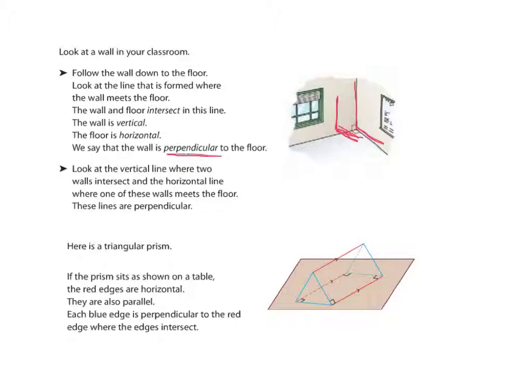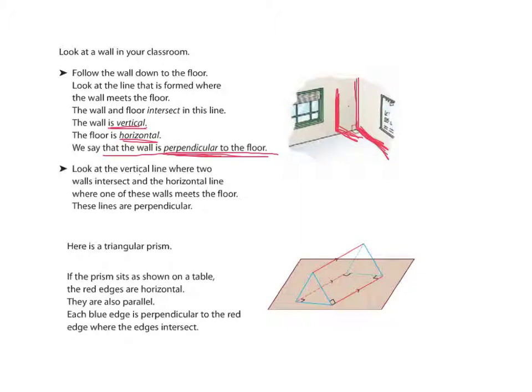It is a perpendicular, so we could say that the wall is perpendicular to the floor. We could say the wall is vertical, it's straight up and down. The floor is horizontal, it's straight side to side. So when those two meet, we know that that's going to be perpendicular.